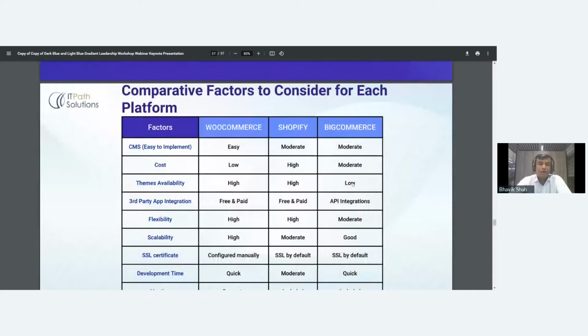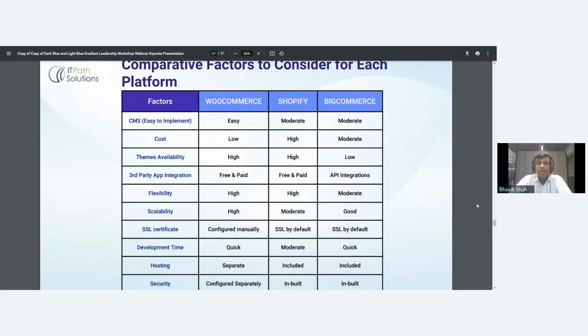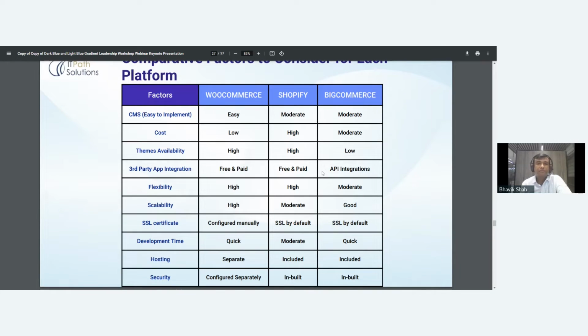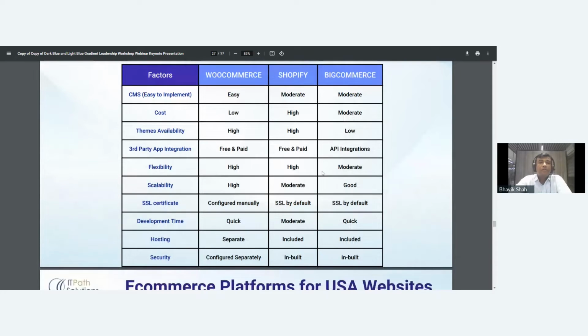Now, while making the selection of the right platform for your e-commerce, there are certain factors which you should consider. So what we have done is that we have collected those significant factors, the most important factors that you should keep in mind while choosing the platform. And we have compared the 3 most significant platforms for e-commerce, which are WooCommerce, Shopify, and BigCommerce. We will go through each of the factors one by one, and I will try to elaborate in the best way I can.